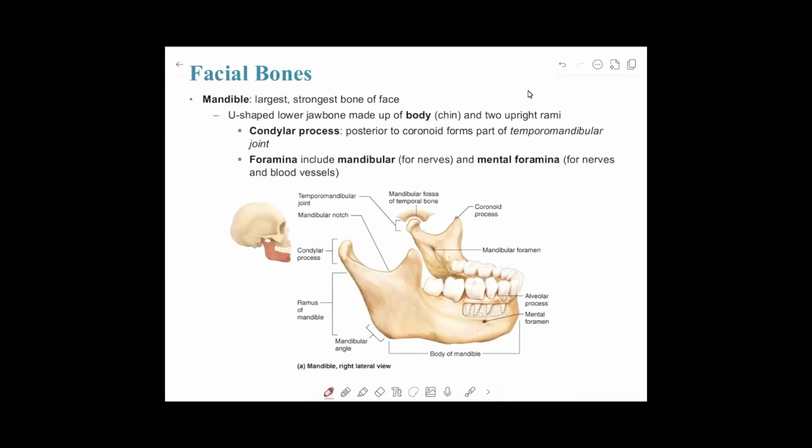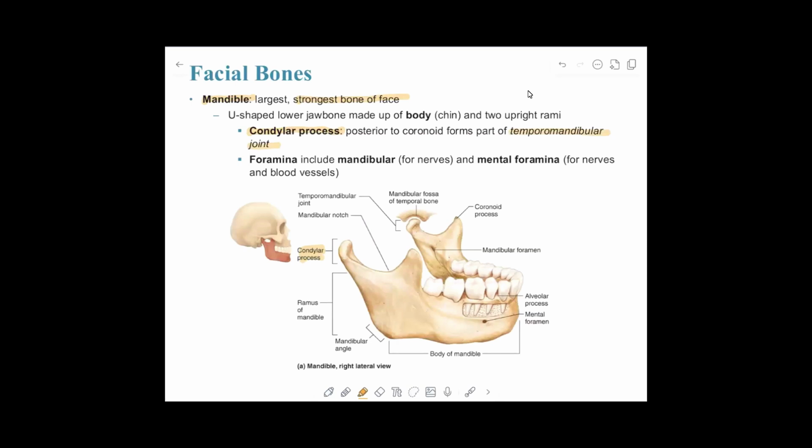The first of the facial bones that we're going to look at is the mandible. It's the largest, strongest bone of the face. It's a U-shaped jawbone made up of a body and two upright rami. You should know the condylar process because it forms part of the temporomandibular joint.